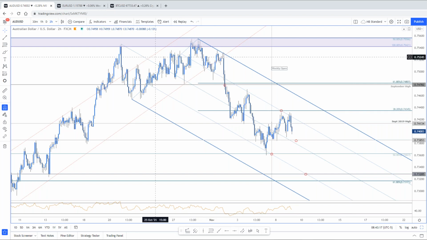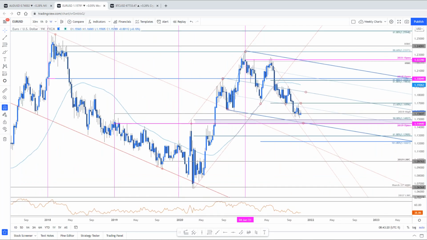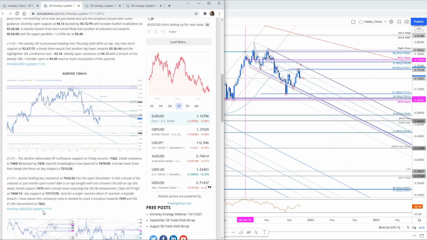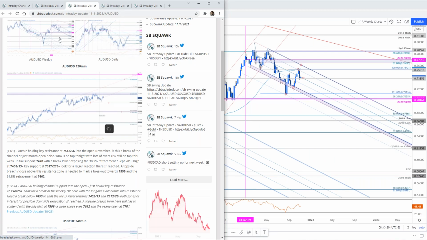Let me take you a step back. Aussie's at a major level. Remember where Aussie comes from. Here's the weekly chart. I don't think I gave you a weekly update here, but we gave you an update on the 1st for this weekly chart. It's insane.